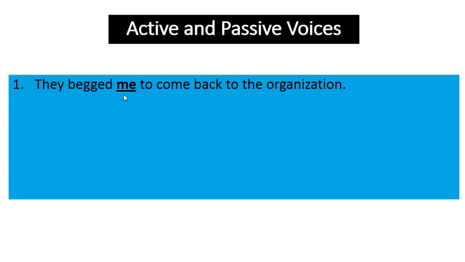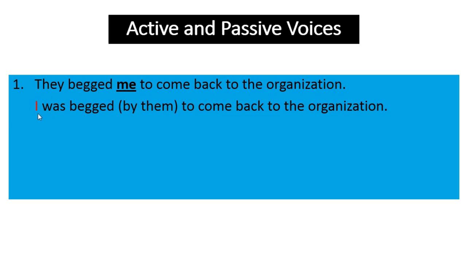And in the passive voice, you put the object to the front. So in this case, the me here is object pronoun. Of course, when it becomes the subject, you have to have the subject pronoun. I was backed by them. By them here is not necessary, so it is optional.